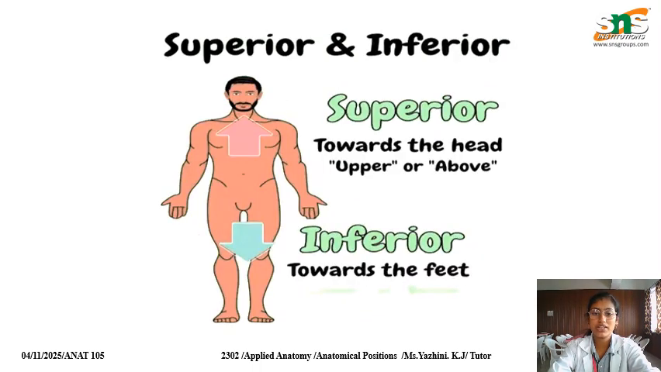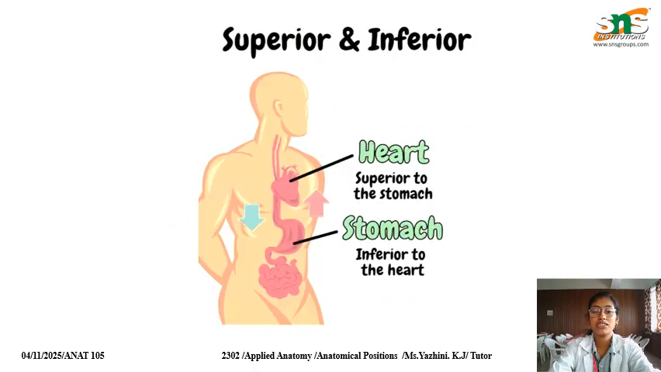As already said in the previous slides, superior means towards the head, upper or above, and inferior means towards the feet. You can observe it in the image itself. It's easy to understand, and this is the example picture. By observing it, you can easily understand that the heart is superior to the stomach and the stomach is inferior to the heart. It is given for example purposes. Just look into it and understand. Any doubts, you can ask in the comment section. I am ready to reply.